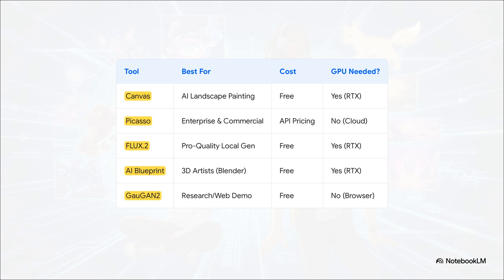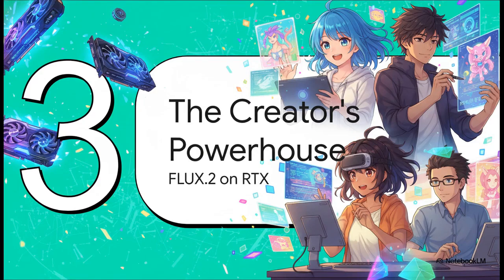Here we go. This table makes it all clear. You see Canvas? That's for painting landscapes. Picasso? That's for big businesses, you can ignore that. The one we really care about, the one that's a total game changer for us, is FLUX.2. See that? It's free, it gives you pro-level quality, and it runs right on your RTX card. That's our target. So let's zero in on that powerhouse FLUX.2. This is the model that really changes everything for individual creators, for artists, for anyone who just wants to make cool stuff. We are talking about top-tier, state-of-the-art AI with absolutely zero monthly fees.